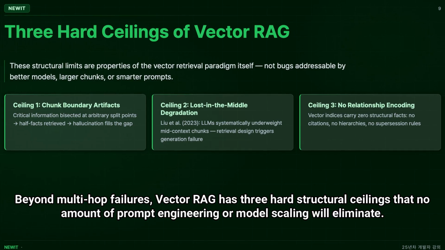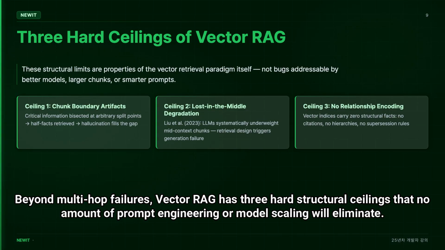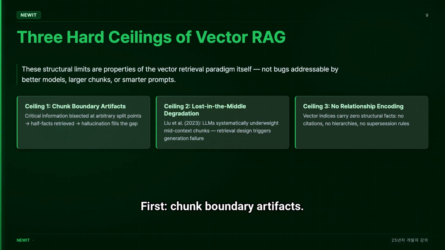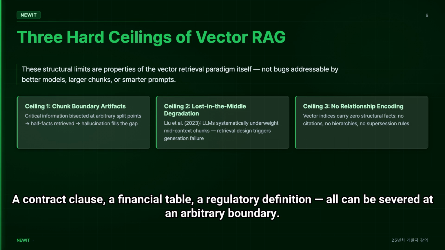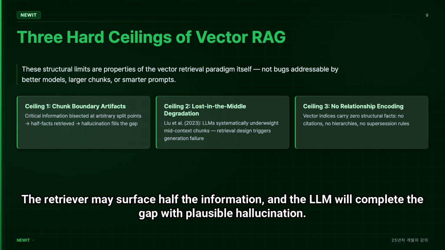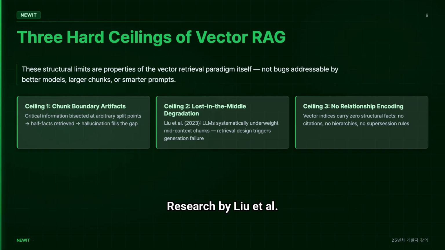Beyond multi-hop failures, vector RAG has 3 hard structural ceilings that no amount of prompt engineering or model scaling will eliminate. First, chunk boundary artifacts. When a document is split, critical information is routinely bisected. A contract clause, a financial table, a regulatory definition. All can be severed at an arbitrary boundary. The retriever may surface half the information, and the LLM will complete the gap with plausible hallucination. Second, the lost-in-the-middle degradation effect. Research by Liu et al.